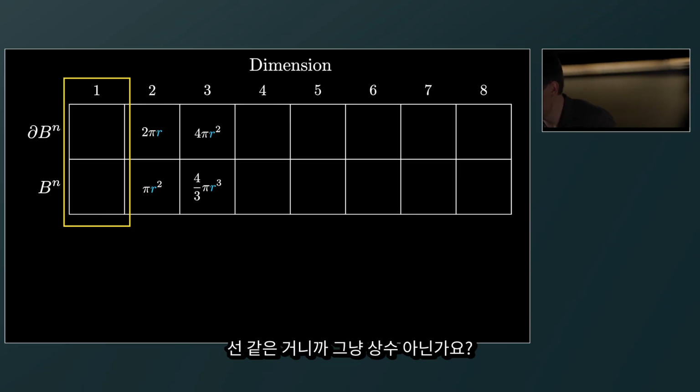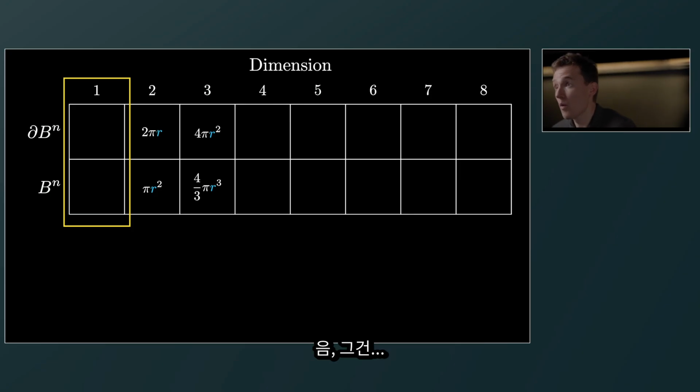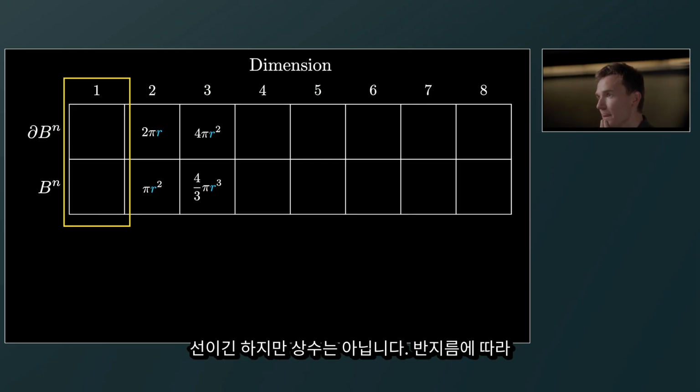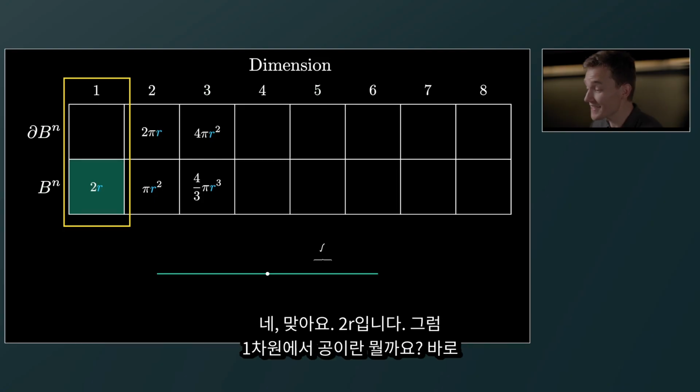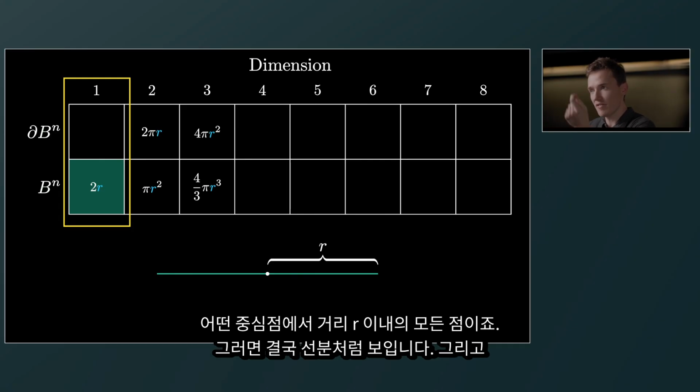Would it just be a constant because it's kind of like a line? Well, it is a line, but it's not going to be constant because we want to think of it with respect to a radius. Yes, so as you increase that radius. 2 times r. Yeah, exactly. 2 times r. So we say, what is a ball in one dimension? Well, it's all the points within a distance r from some center point. That ends up looking like a line.